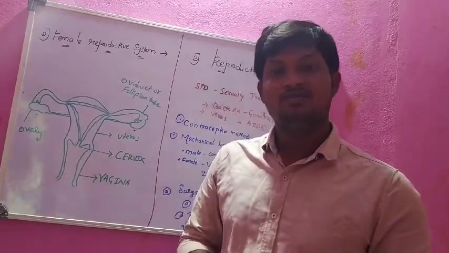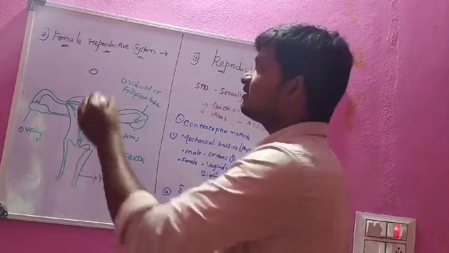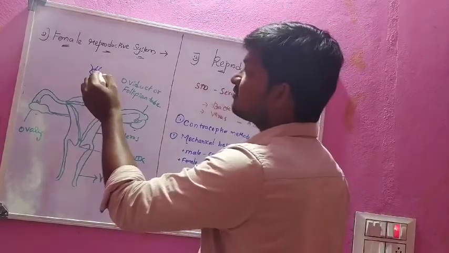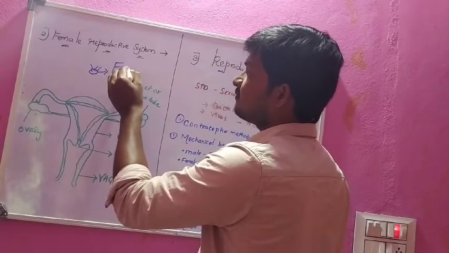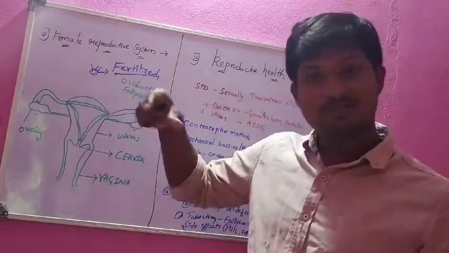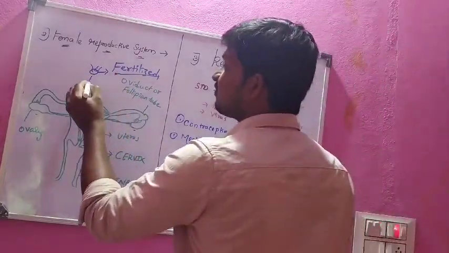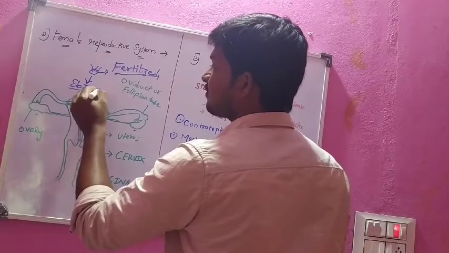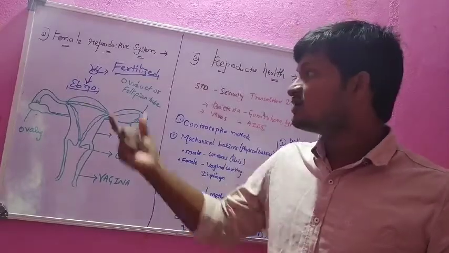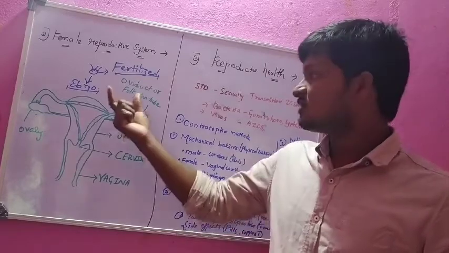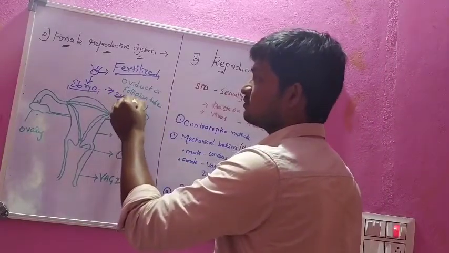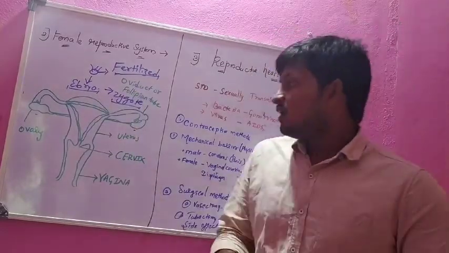When fertilization takes place, the sperm cell fuses with the egg cell, and it becomes fertilized. Fertilized means the egg cell combines with the sperm cell. Now it forms an embryo or zygote. When the egg is fertilized, cell division takes place through the mitosis process, and finally the zygote is formed.